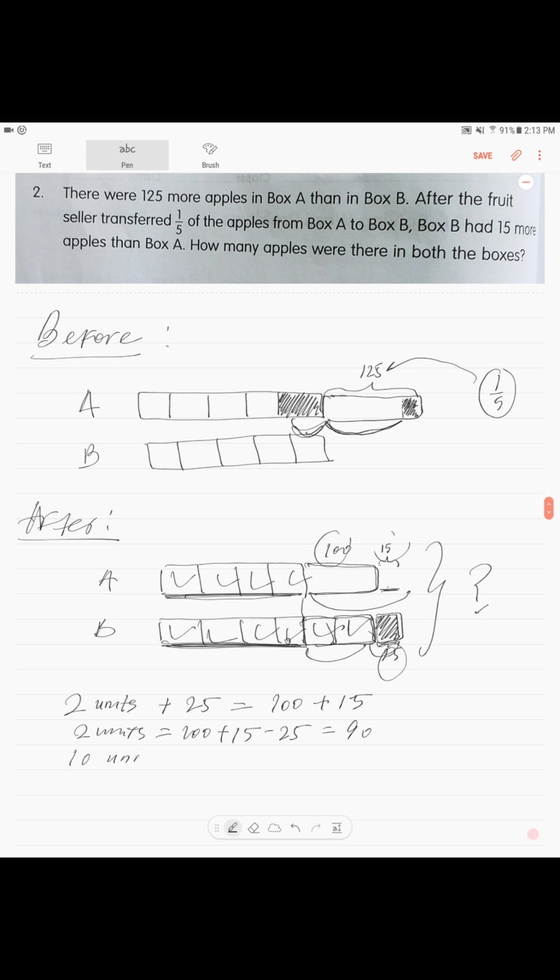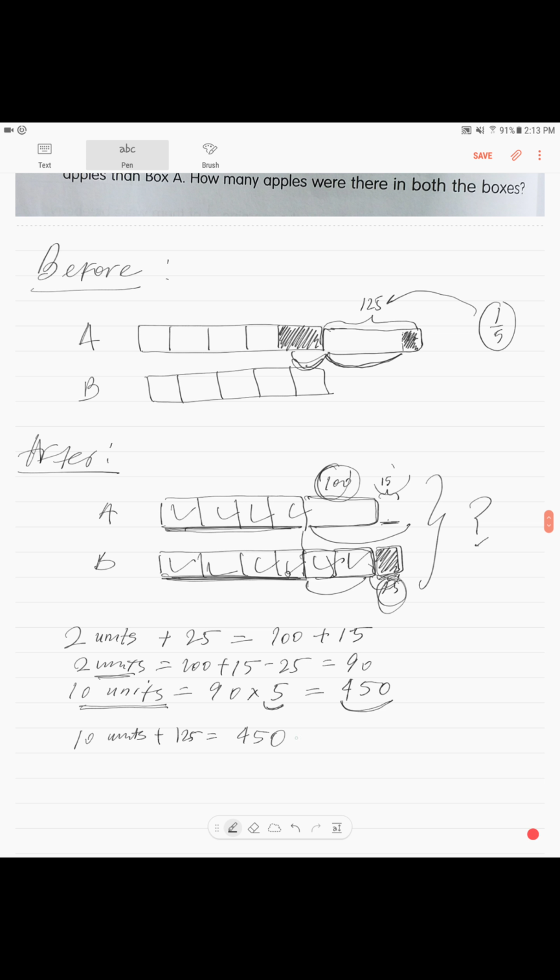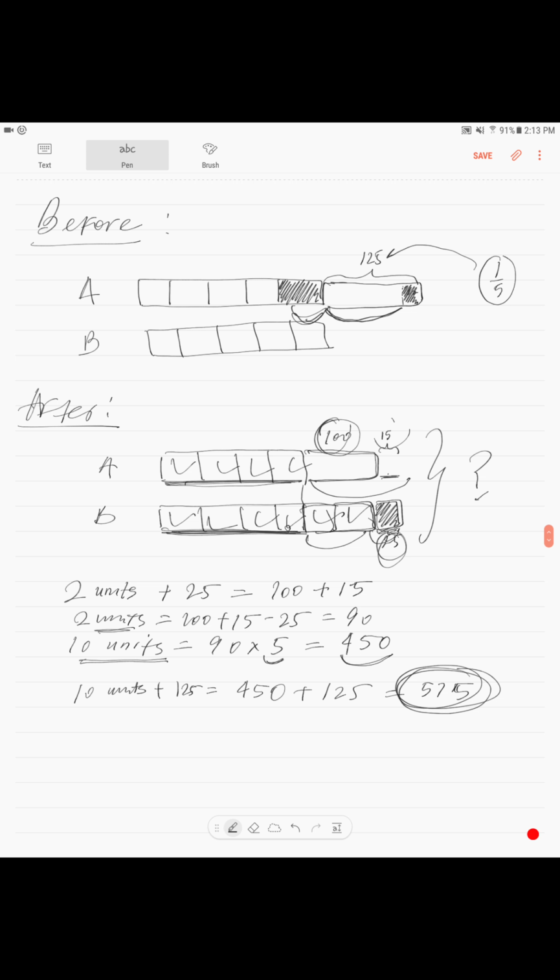What is our 10 units? Our 10 units is 90 times 5, right? 5 times 2 units, right? This should be clear. 450. Those are 10 units. 10 units is 450. And now we have these extras, 125, right? So 10 units plus 125 is 450 plus 125, 575. That is your answer. Both boxes had 575 apples. That's it.